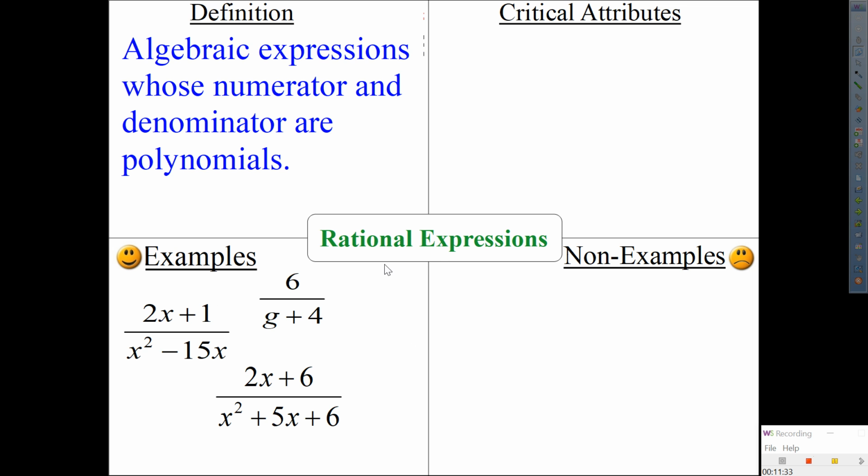Students, rational expressions, students. We good? Yeah? Have we been seeing these on the warm-ups? Yes. Thank you, Mr. Q. You're welcome. I got you guys. I got you. All right?